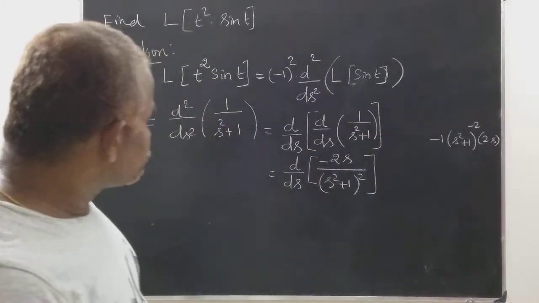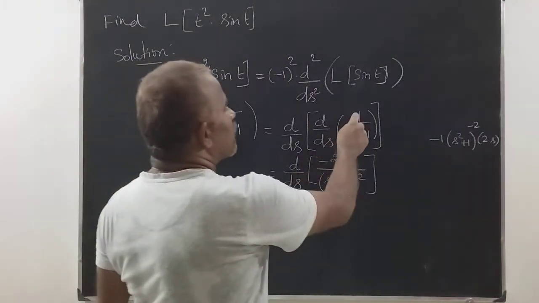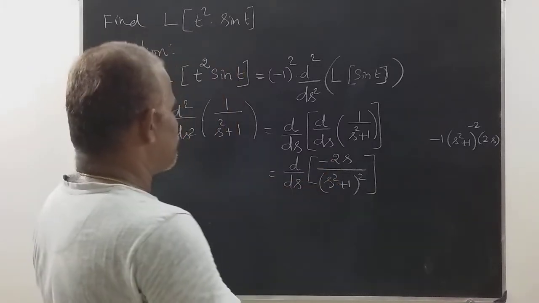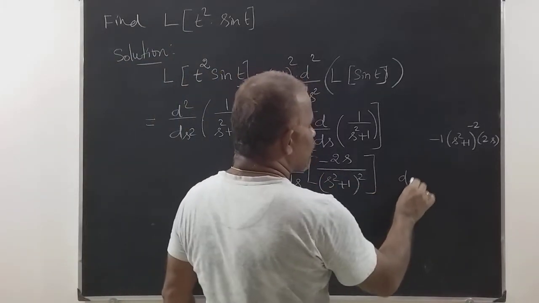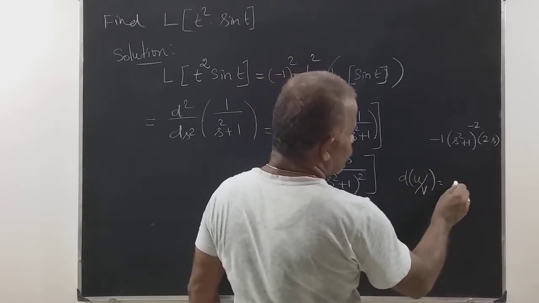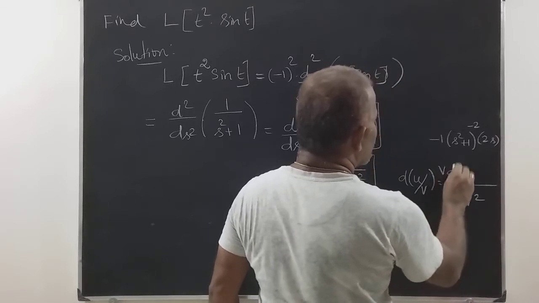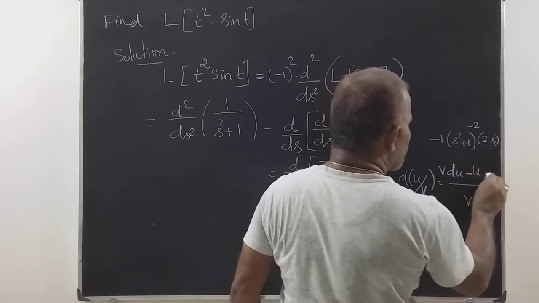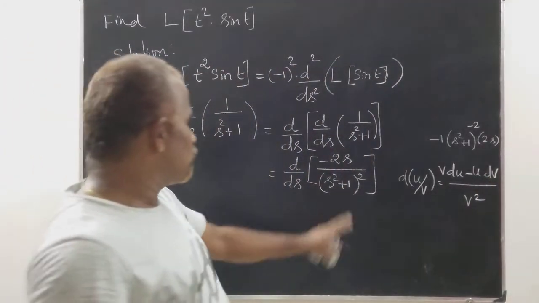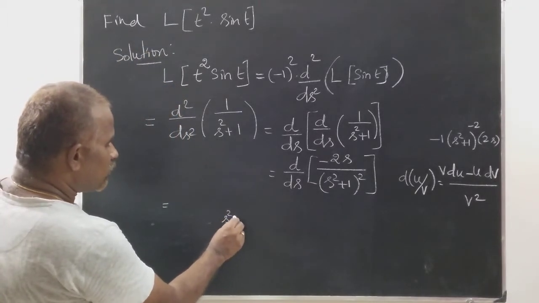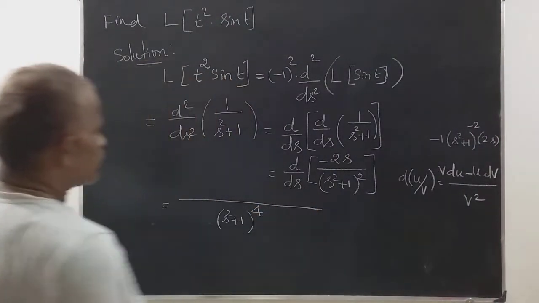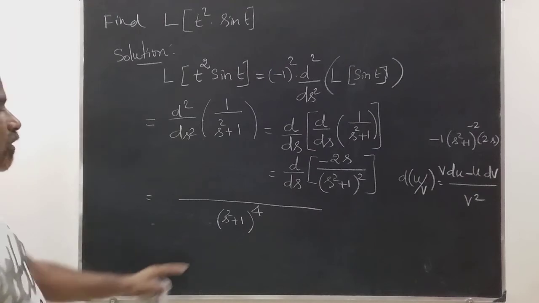Okay. So now differentiating this here, actually we did like that. Here the u by v method: differentiation of u by v is equal to (v du minus u dv) divided by v squared. So therefore I can do it, v squared is equal to how much? (s squared plus 1) the whole square, therefore power 4.